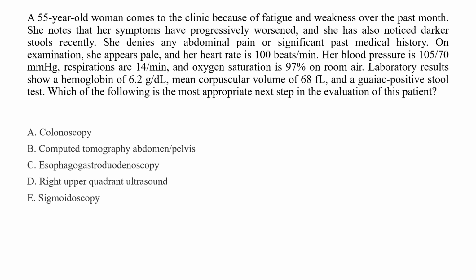On examination, she appears pale and her heart rate is 100 beats per minute. Her blood pressure is 105/70, respirations are 14 per minute, and oxygen saturation is 97% on room air. Laboratory results show a hemoglobin of 6.2 grams per deciliter, a mean corpuscular volume of 68 femtoliters, and a guaiac positive stool test. Which of the following is the most appropriate next step in the evaluation of this patient?